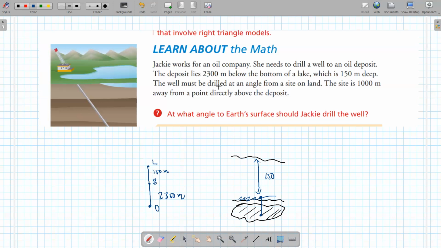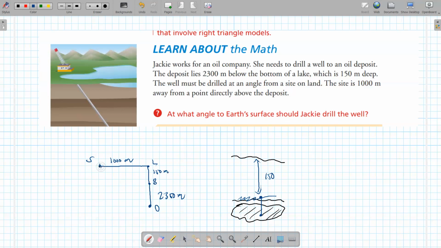The well must be drilled at an angle from a site on land. The site is 1,000 meters away from a point directly above the deposit. So let's say this is the site. What's the distance between the site and the point directly above the deposit? 1,000 meters. So there we go, that's our drawing. At what angle to Earth's surface should Jackie drill the well?